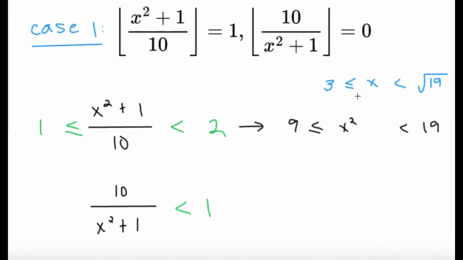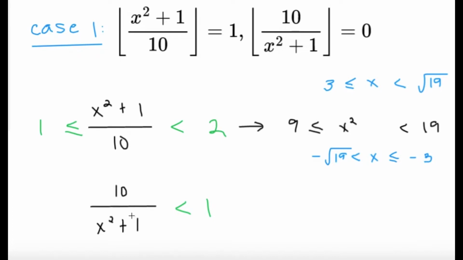Now for negative values, it's going to look similar to this one, but with the negative counterparts. So x must be greater than negative square root of 19, and less than or equal to negative 3. So these two are the solutions to the first inequality.